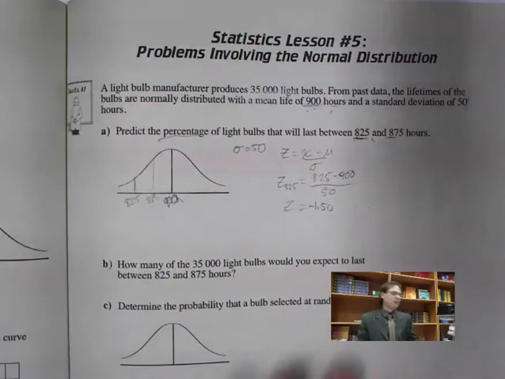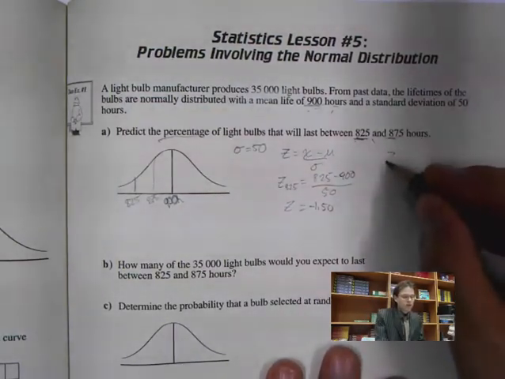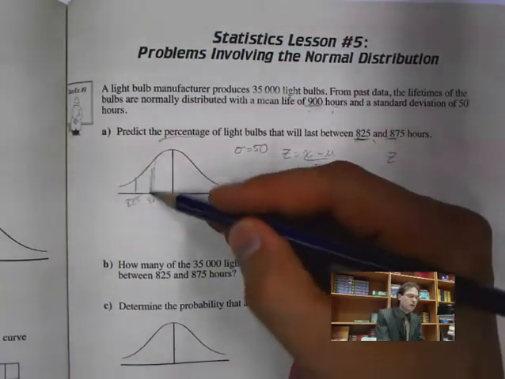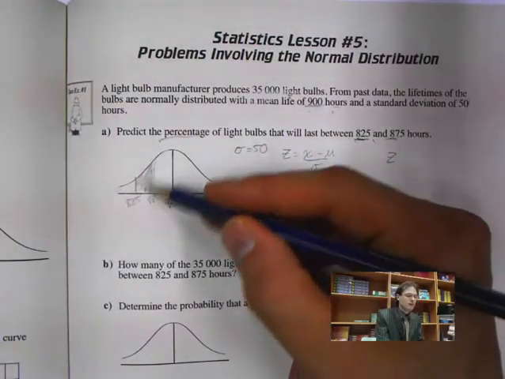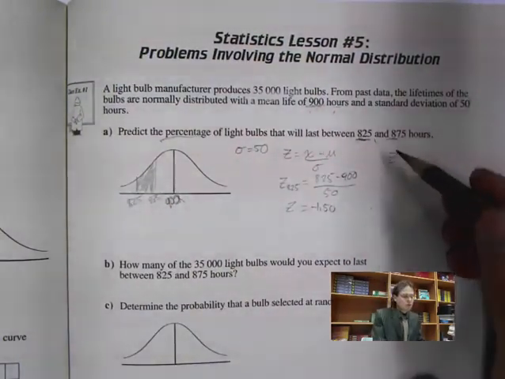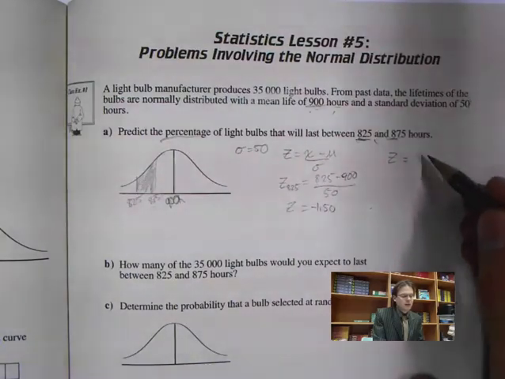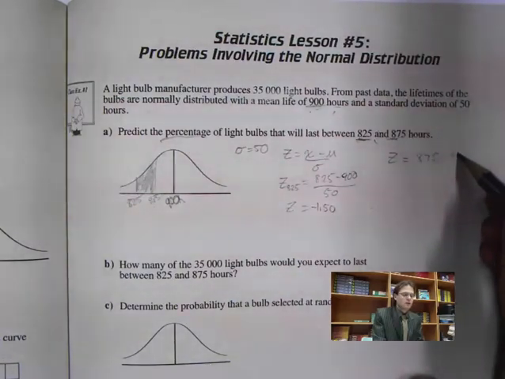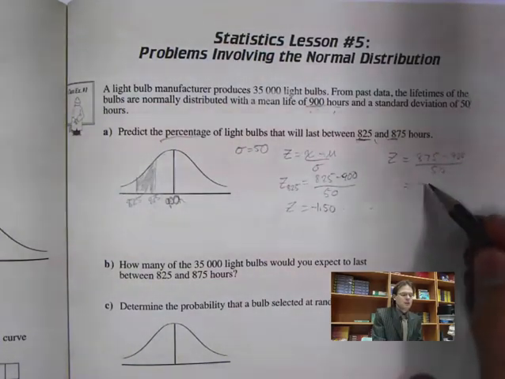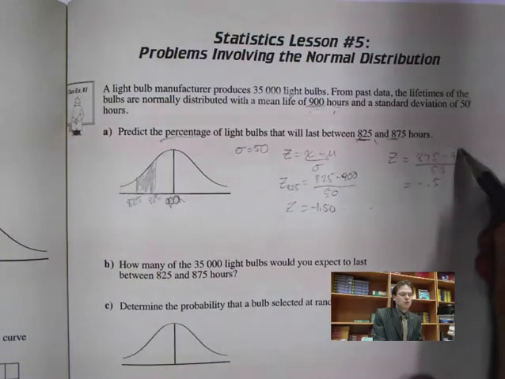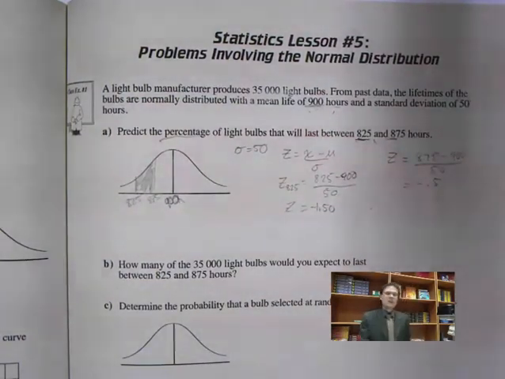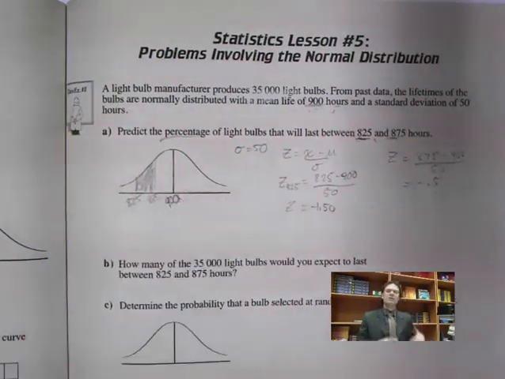Let's try the z-score for the next one. We also need the z-score of 875 in order to find the area, because we want the area between these two points, since it says everything in between. The z-score of 875 is 875 subtract 900, all over 50. That gives me negative 0.5, because 25 divided by 50 is 0.5, and it's on the negative side. Now looking at this graph, what does the z-score mean?